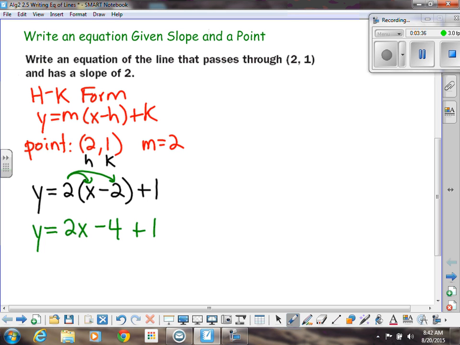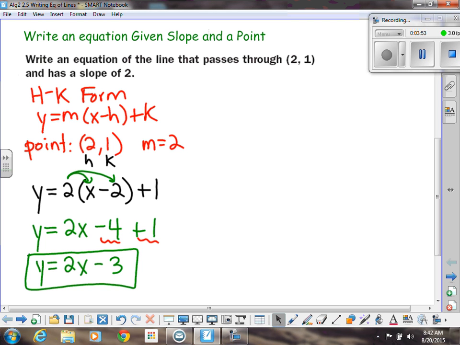And we have to combine like terms. So if I do that, I still have 2x, but negative 4 plus 1 would give me negative 3. And this is in slope-intercept form. So this is what I'm going to be looking for, since you might be using different forms. We all want to get the same answer in the end. Now let me show you how to use the new one, point-slope form.